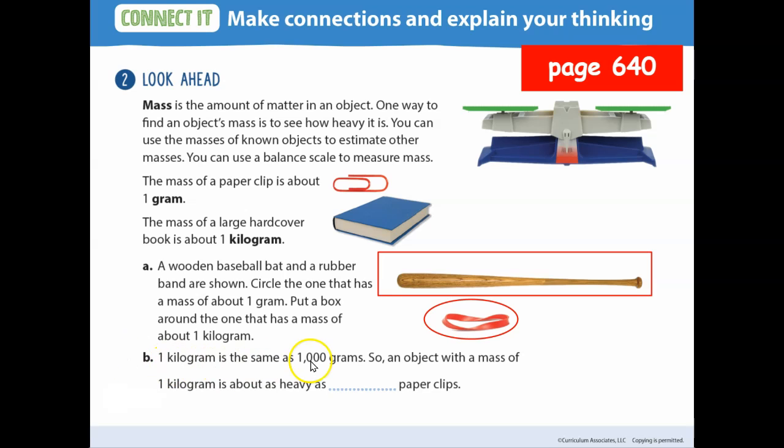1 kilogram is the same as 1,000 grams. So an object with a mass of 1 kilogram is as heavy as 1,000 paper clips. All right, let's move on.